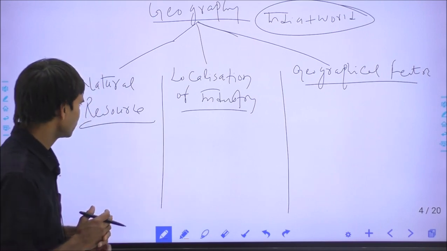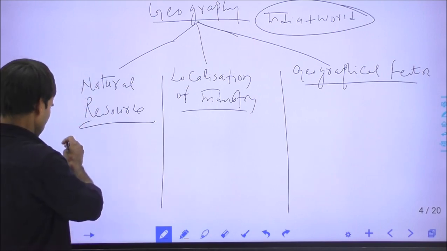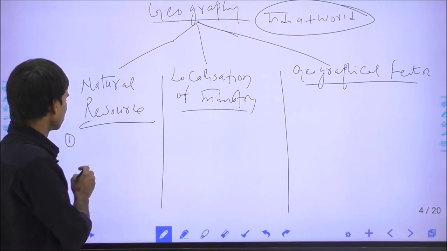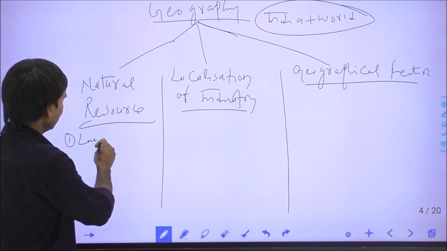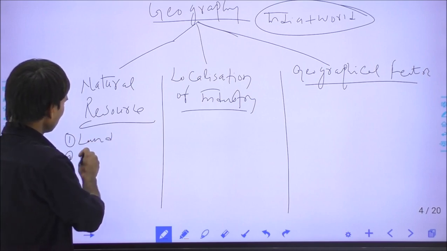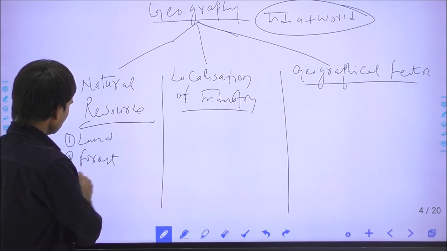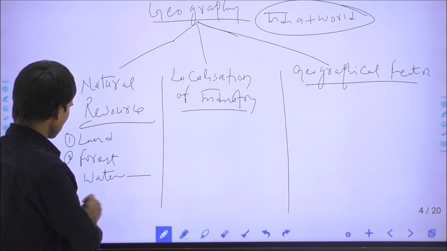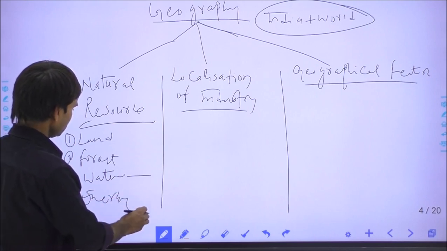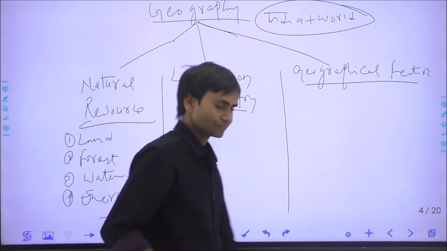for their life. In this topic, we must read about the land, second the forest, third is the water, mainly the fresh water or saline water, fourth is the energy. Four important parts.